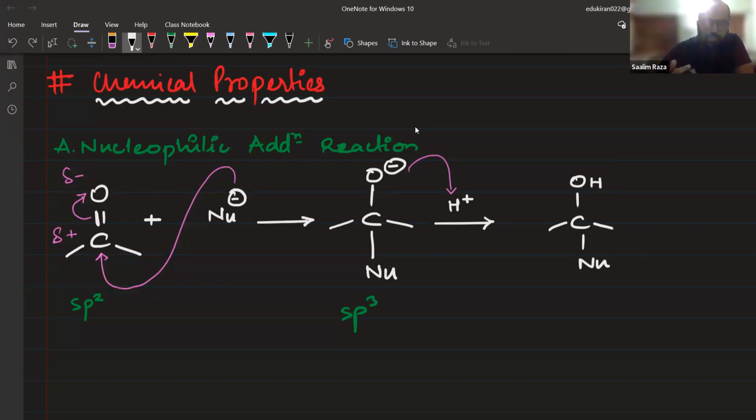Now this addition reaction is starting from a nucleophile. That is why it is nucleophilic addition reaction. Please write this down. Let me know once you're done.